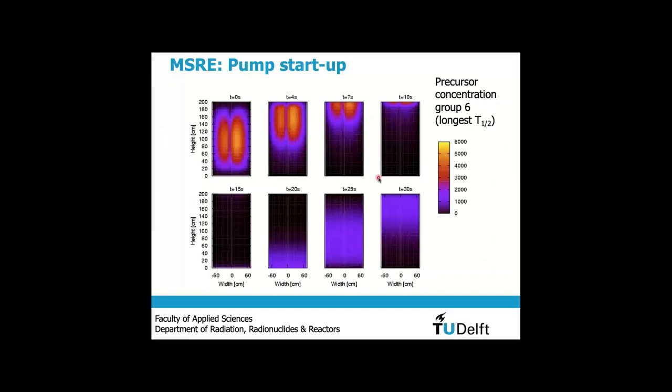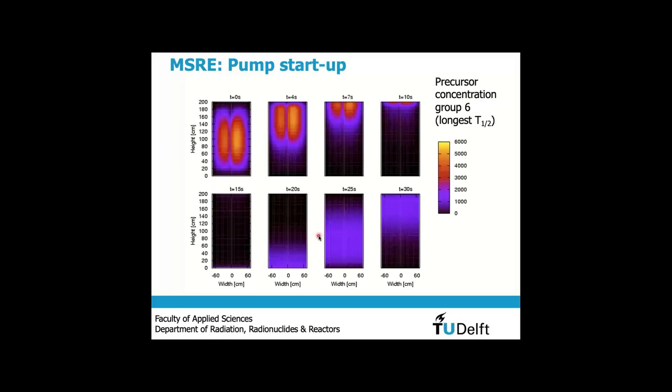Here is also a bit more graphic how the precursors move. That's really the driving force of this problem. Here, for T is 0 up to T is 30, for one of the precursor groups with the longest life, you see for T is 0, everything was stationary. So you get a sort of a blob in the core itself and something excluded from the center. That's because of the control rods. Now the pump has started. Things start to move out of the core and at some point move back in again because of the recirculation of the fluid and therefore also of the precursors.